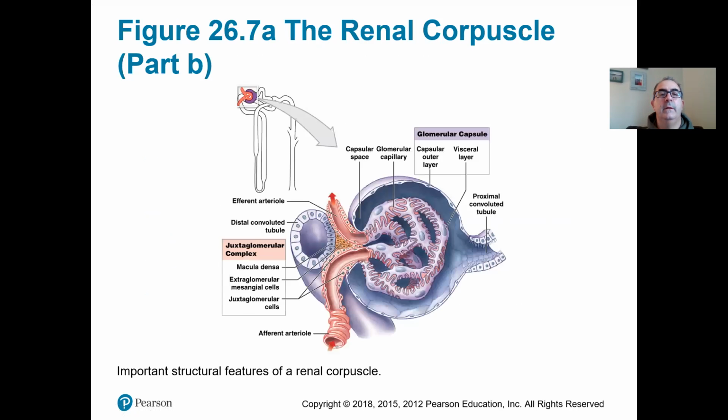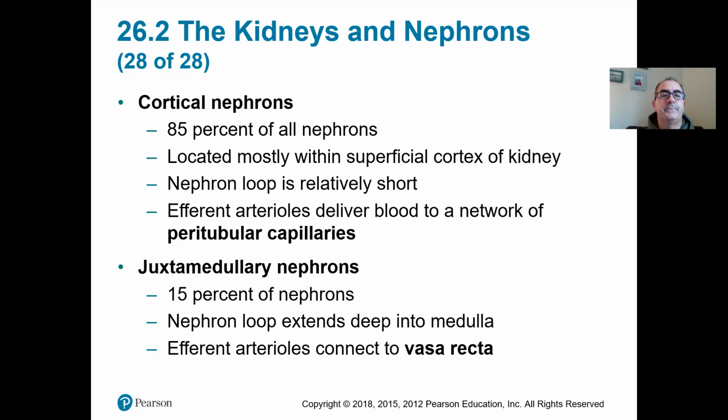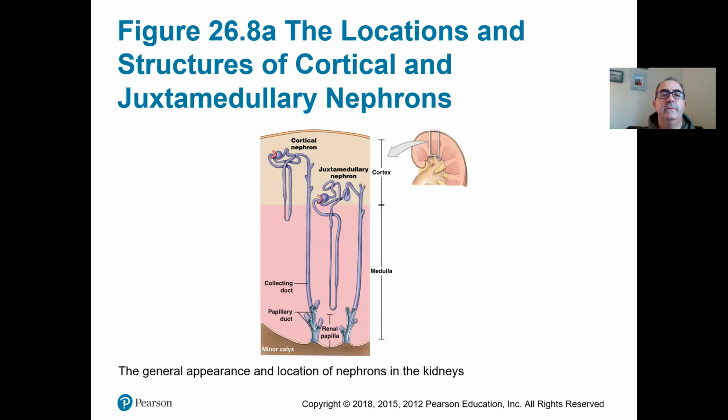Okay, now there are different types of nephrons, and that's the last thing that I want to go over with you. And this is a good picture of them. So in this picture, this pink line right here separates the cortex and the medulla. So down here below that pink line is medulla, up here is cortex. Some of these nephrons reside almost entirely in the cortex, and they're called cortical nephrons.